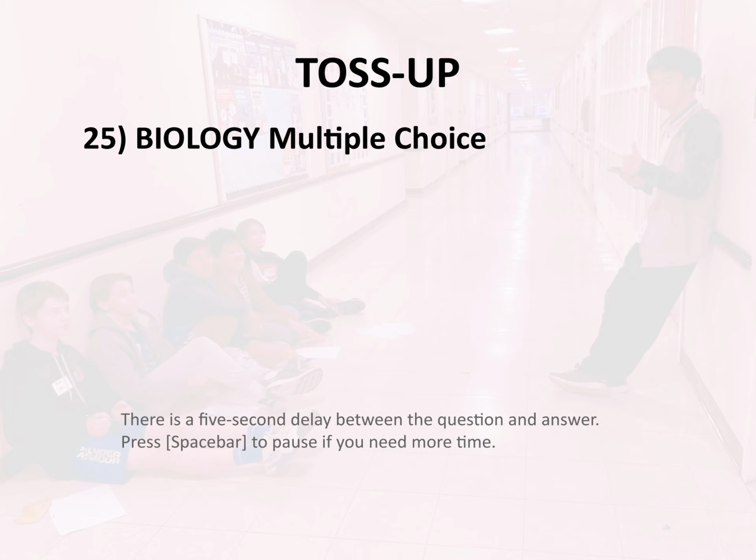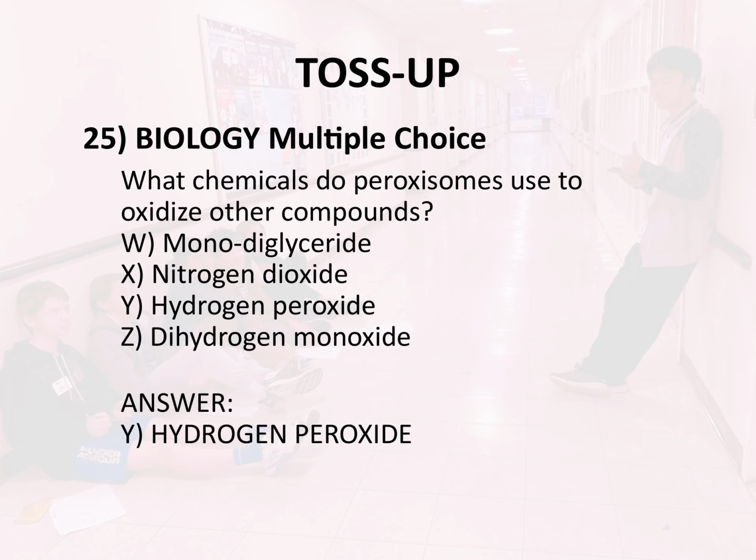Toss-up, 25. Biology. Multiple choice. What chemicals do peroxisomes use to oxidize other compounds? W. Monodiglyceride, X. Nitrogen dioxide, Y. Hydrogen peroxide, Z. Dihydrogen monoxide. Answer, Y. Hydrogen peroxide.